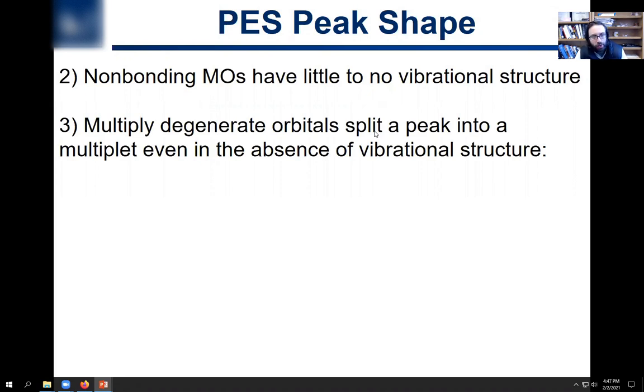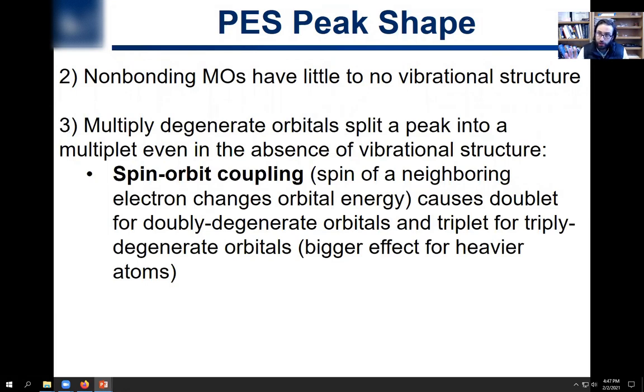However, okay, multiply degenerate orbitals, this is now another rule kind of on top of it. Multiply degenerate orbitals split a peak into a multiplet, even in the absence of vibrational structure. So even if you're non-bonding MO, you can still have a split in your peak. It's not going to be a vibrational structure. It's going to be another type of splitting, okay? And this type of splitting can occur whether you're bonding, anti-bonding, or non-bonding. This can occur for 2 reasons.